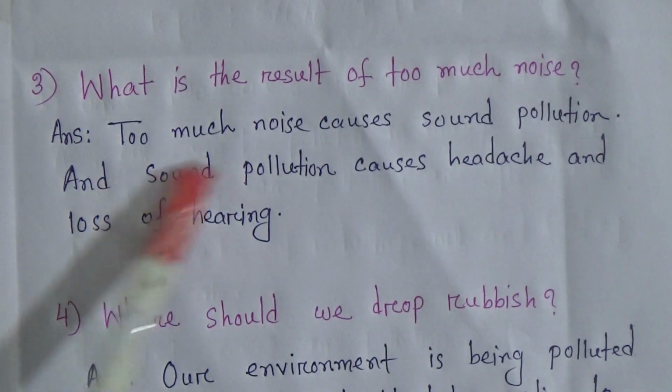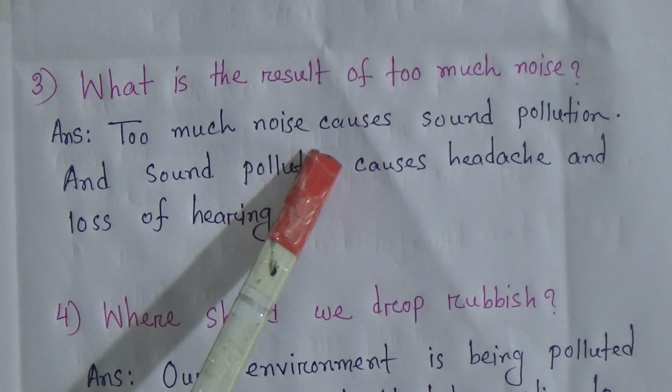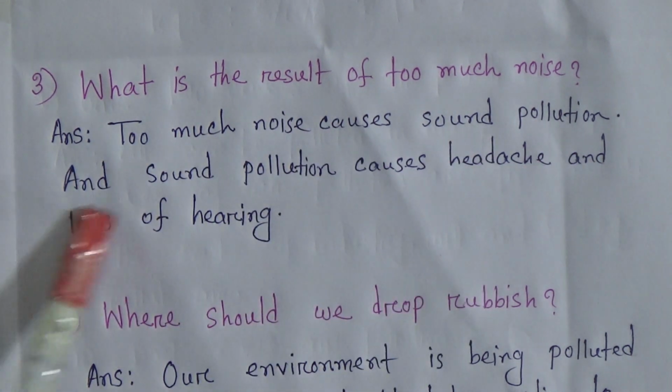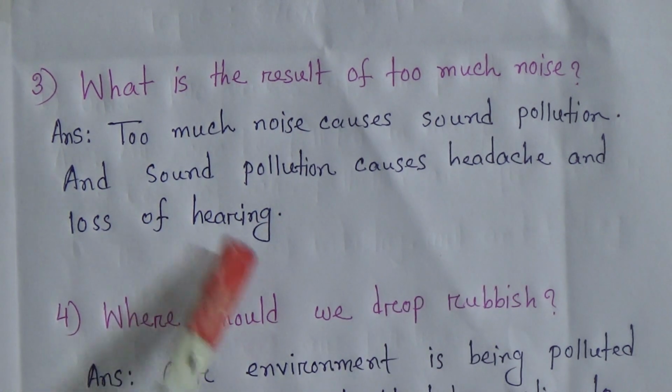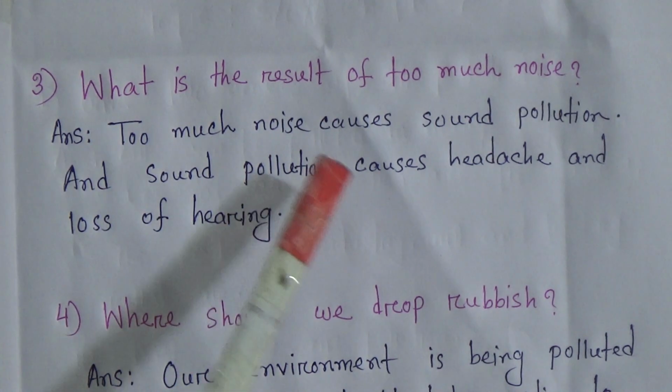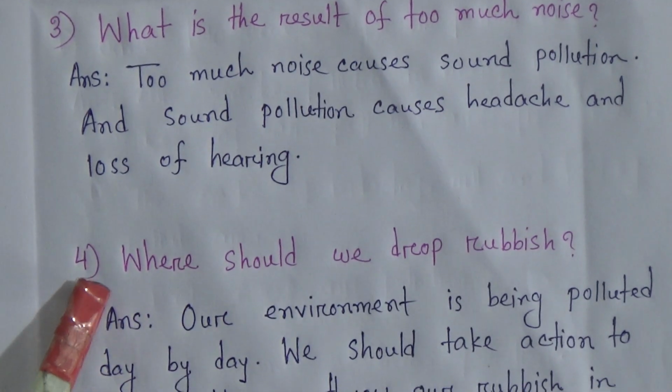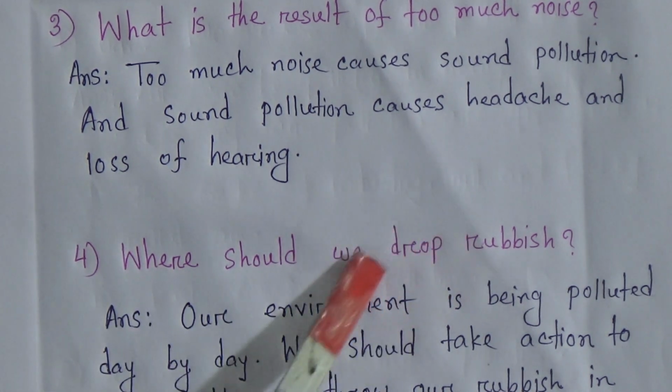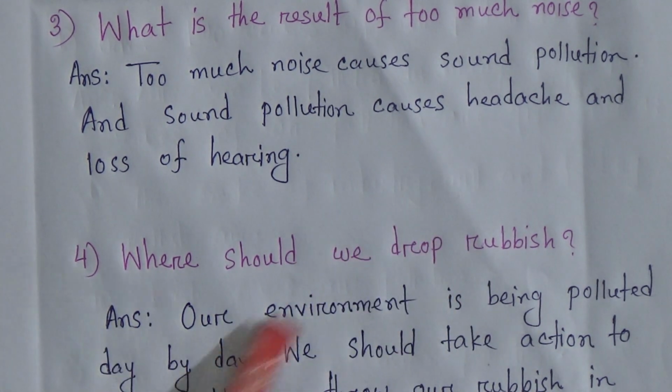Number 3, what is the result of too much noise? Answer: too much noise causes sound pollution, and sound pollution causes headache and loss of hearing. Number 4, where should we drop rubbish? Answer: our environment is being polluted day by day. We should take action to stop it. We can throw our rubbish in proper places, not in streams or dumps or streets.